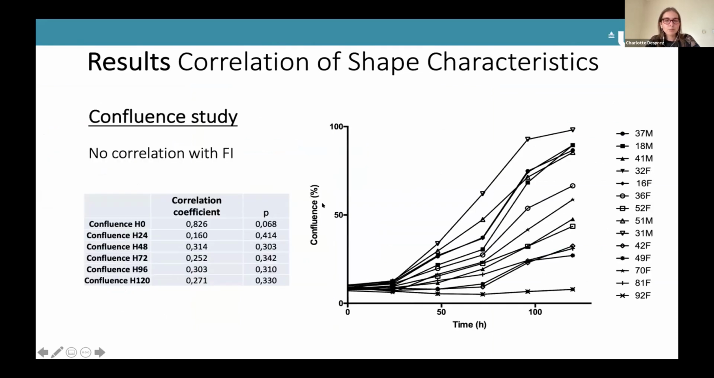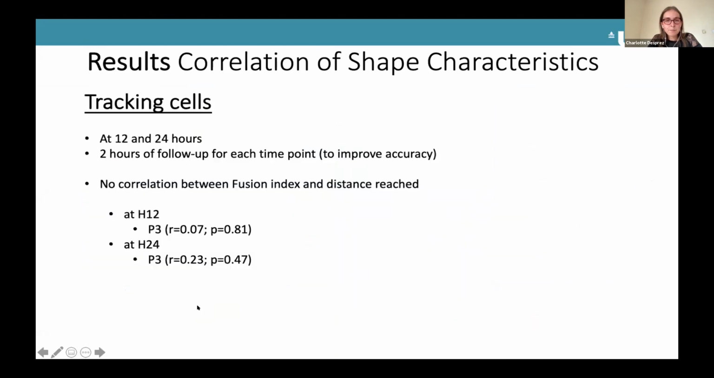We also performed a confluence study using the Cytosmart Omni during 5 days. And we didn't find any correlation between the fusion index and the confluence of the cells at the different time points. So at 1 day, 2 days, 3 days, 4 days, and 5 days of imaging.